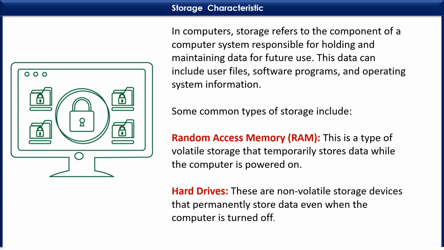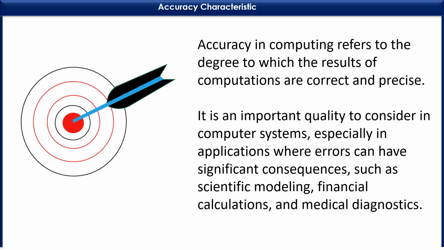Then the second one, storage characteristic. In computing, storage refers to the component of a computer system responsible for holding, maintaining data for future use. These data include user files, software programs, and operating system information. Some common types of storage include random access memory and hard disk drive. Whereas the other one is accuracy, which is the degree at which the results of computation are correct and precise.